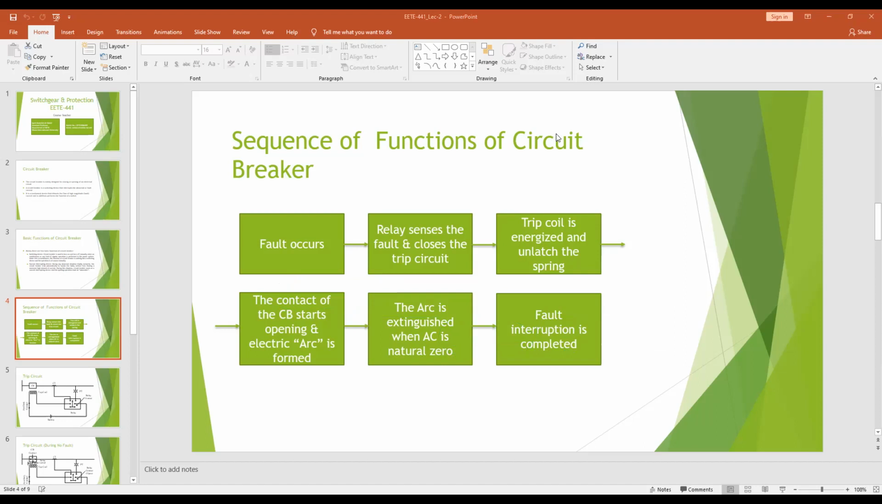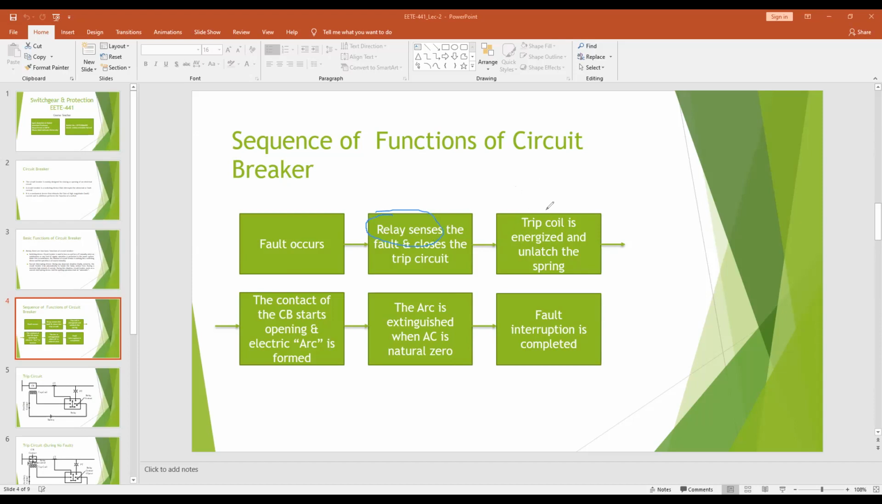Okay, let us discuss the sequence of functions of a circuit breaker. I have told you that during abnormal or faulty situations, the circuit breaker opens automatically. How does it open automatically? That is done by following some sequential steps, sometimes noted as the sequence of functions of the circuit breaker. What is the first step? Fault occurs, obviously. Who will understand whether the fault has occurred or not? This is understood by the relay. It is written here that the relay senses the fault and closes the trip circuit.